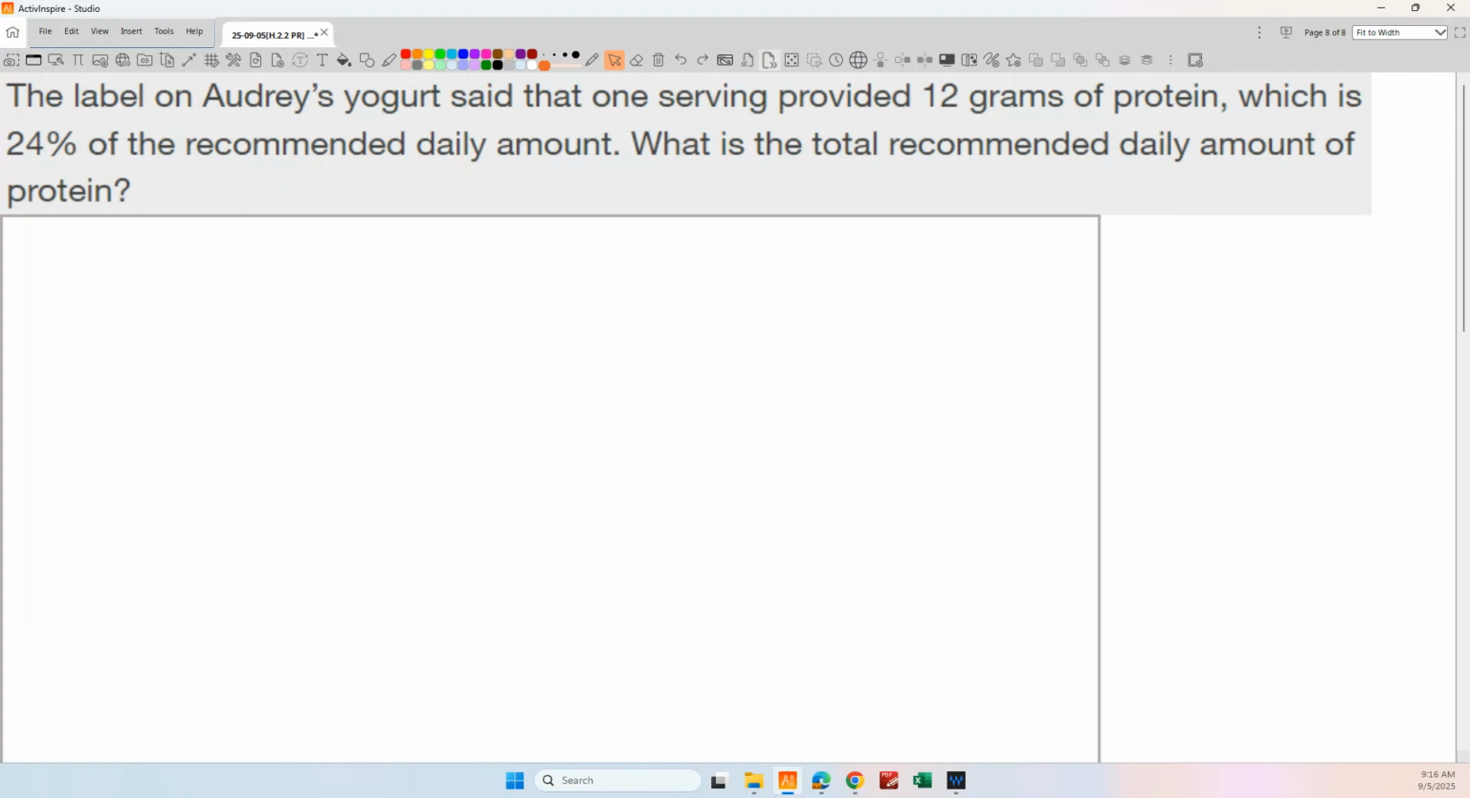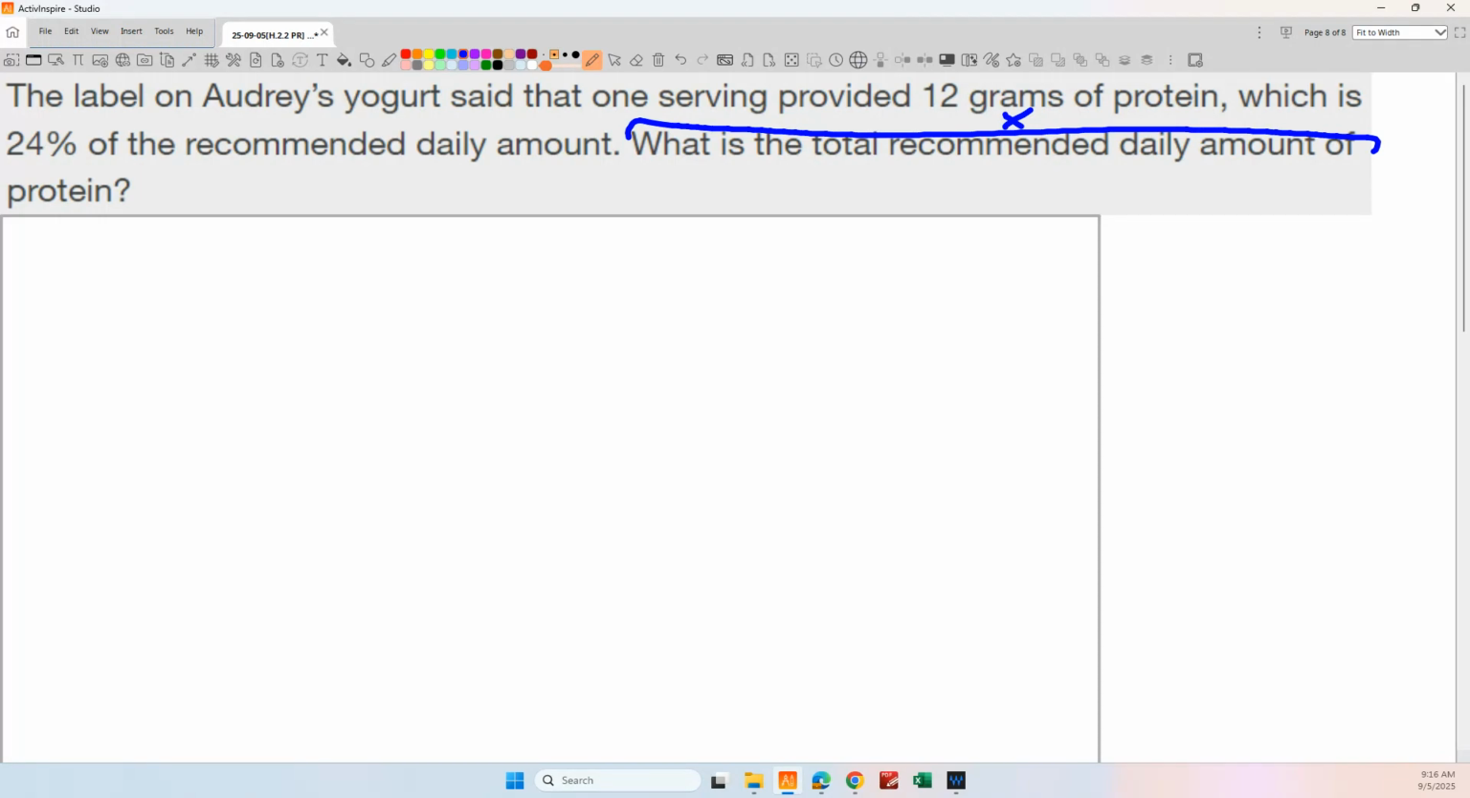Okay, the label on Audrey's yogurt said that one serving provided 12 grams of protein, which is 24% of the recommended daily amount. What is the total recommended daily amount of protein? So our unknown is the recommended daily amount, right? Call that X, or whatever our variable is going to be. How would we set that up? 0.24x equals 12. Okay, right.